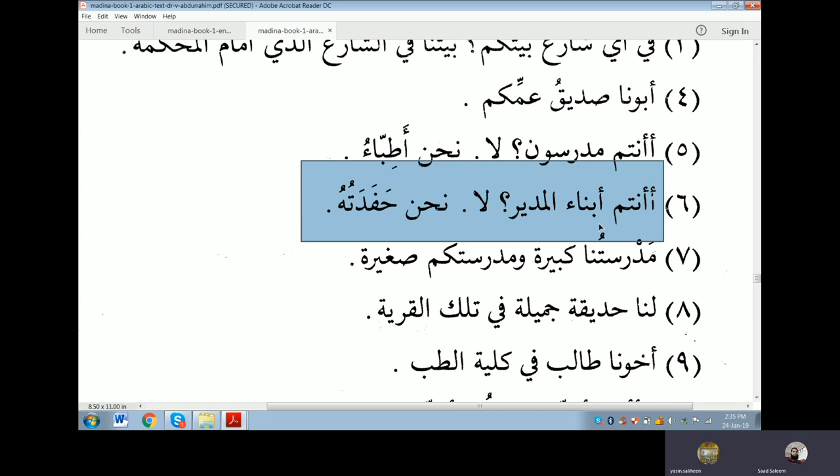Ha antum abna'ul mudiri. Are any of you sons of the headmaster? Are you all the sons of the headmaster? La, nahnu hafadatu. No, we are his grandsons.